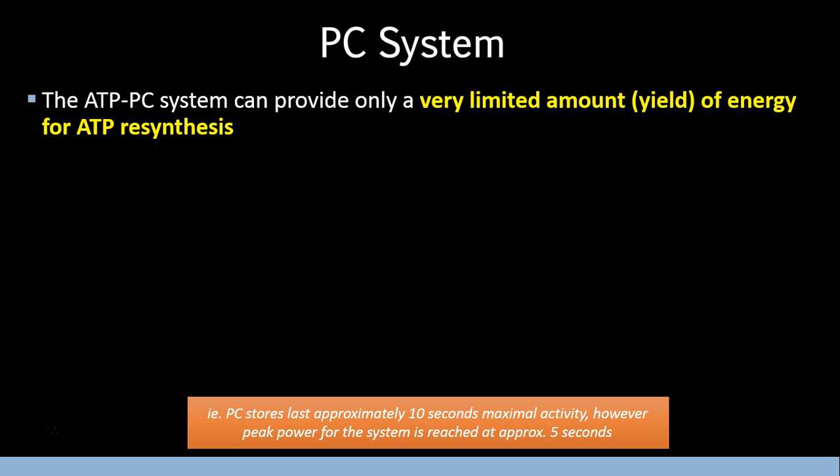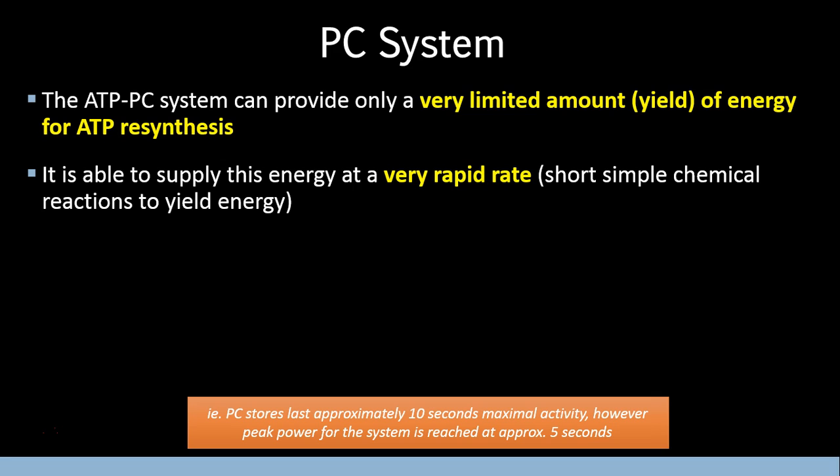We have a very limited amount of energy that we can use via this system. If we rely on this system for energy production, we say that we have a small yield of energy, because for every PC fuel that we break down, we would get close to 1 ATP per molecule. Technically it's 0.7, so it's a very low yield.